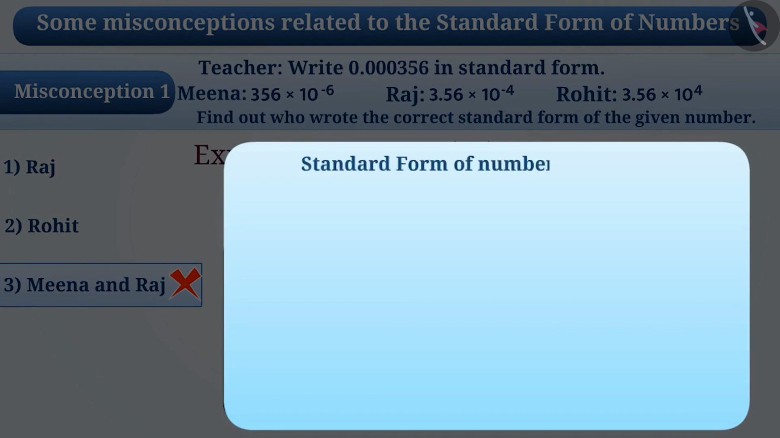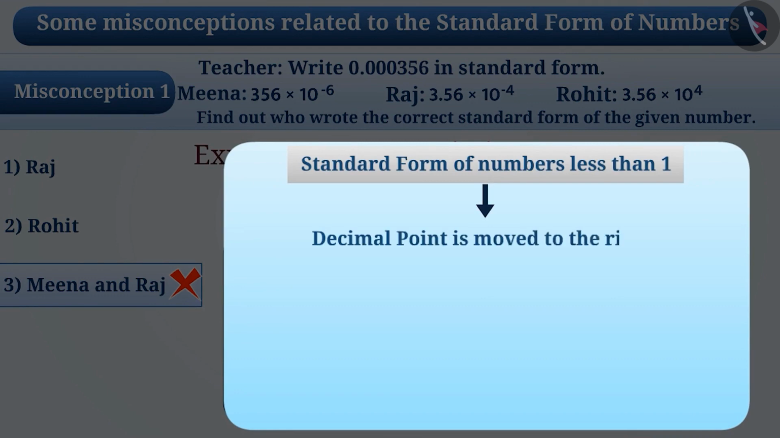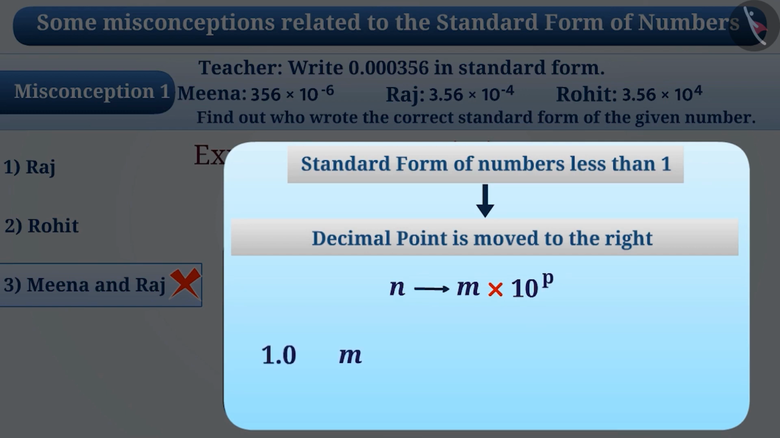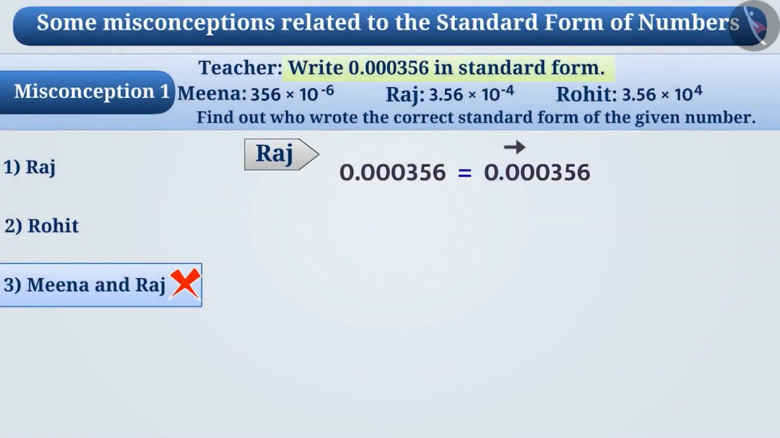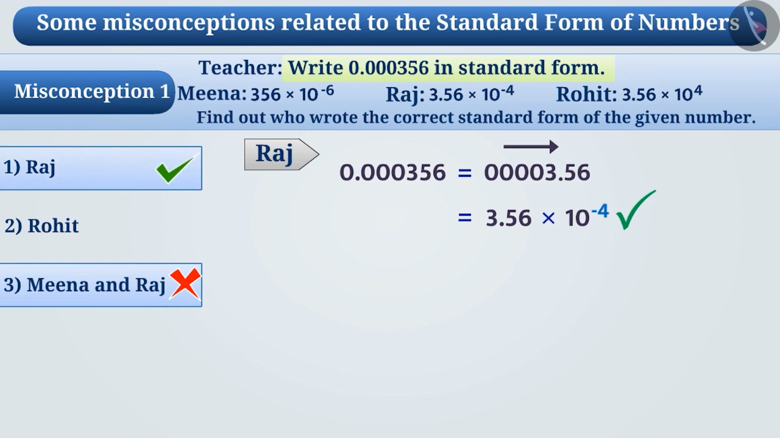Some children know that if the standard form of a number which is less than 1 is to be obtained, then the decimal point is to be moved to the right, so that the number can be written in the form of m into 10 to the power of p, where m is greater than or equal to 1 and lesser than 10, and p is an integer. For example, here Raj has moved the decimal point 4 places to the right, and to retain the same value of the number, multiplied it by 10 to the power of minus 4. So here, the correct answer is option 1.